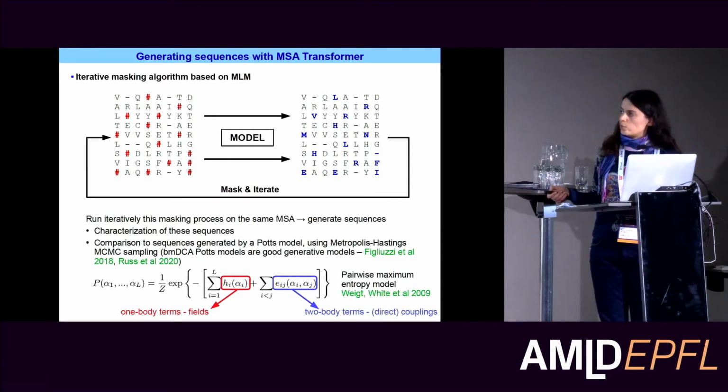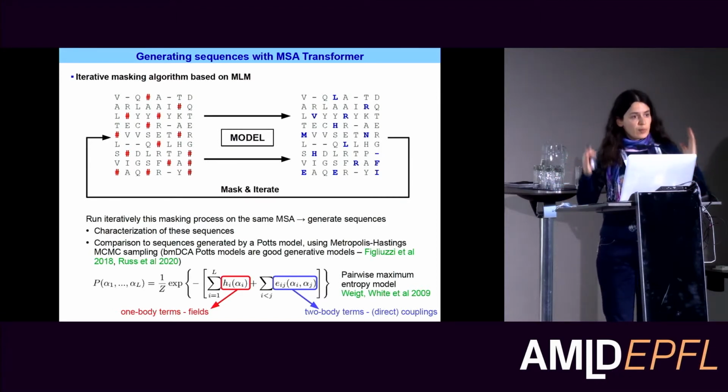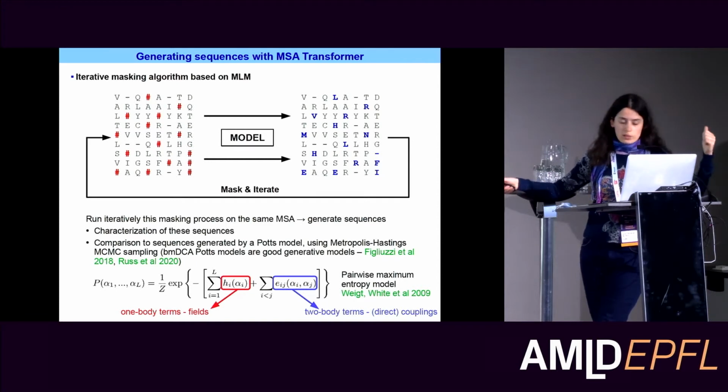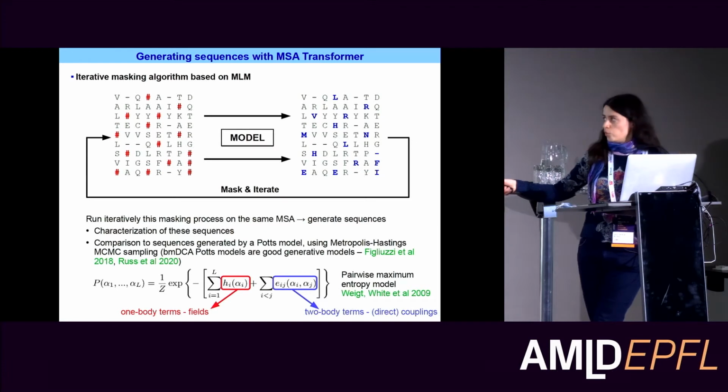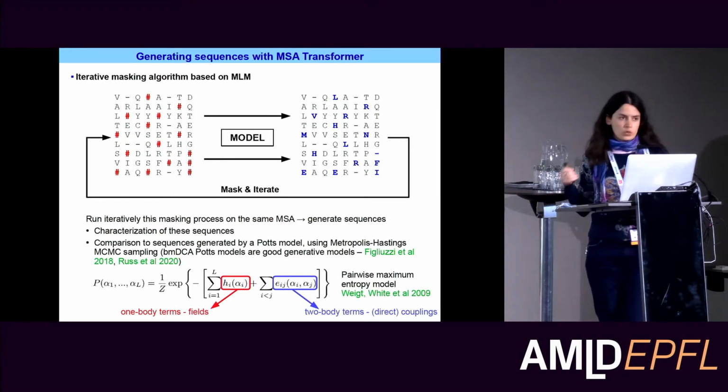So a Potts model is giving you the probability of observing a given protein sequence in the protein family that you're looking at. It's a family-specific model. And its form is a Boltzmann distribution, which has one-body terms, which depend only on one site, and two-body terms that depend on two sites, or two columns of the multiple sequence alignment, and that inform about the couplings between the columns and the co-evolution between them.